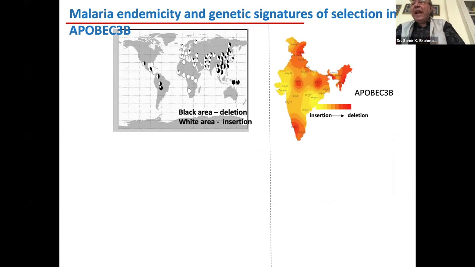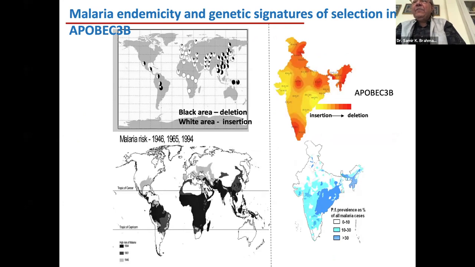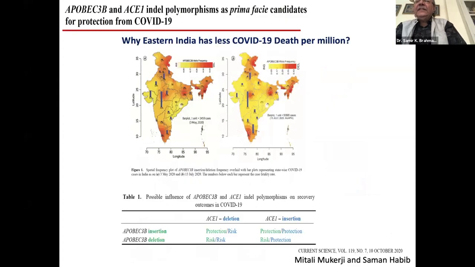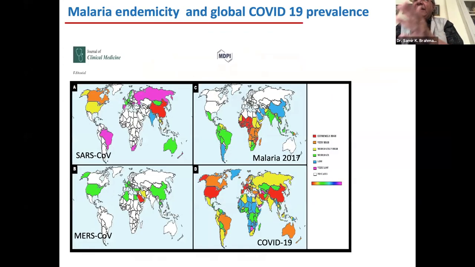So what do we do? We use this map. Next slide. Press it again, you will see. Now we use this right side. We identify the gene whose prevalence decides malaria. Next slide. And now we overlaid, this is the paper published. Next slide. Press again. Then we overlaid the COVID-19 question.